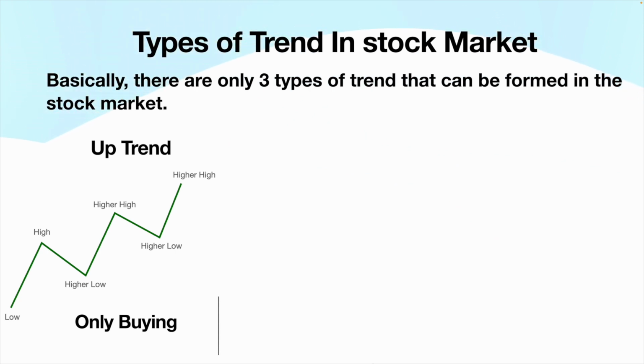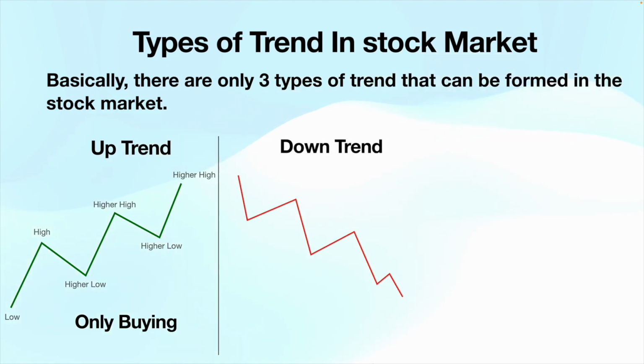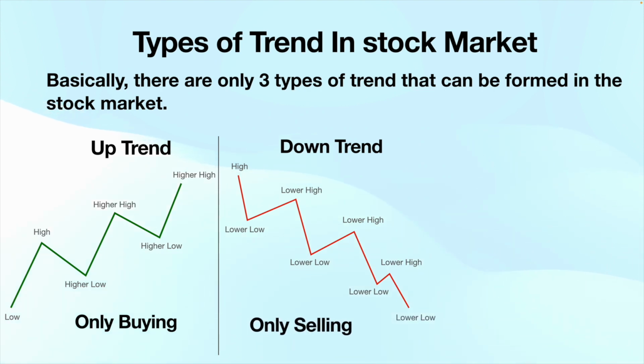The second type of trend is called downtrend. In a downtrend, the stock will make a momentum like this. It is just the opposite of uptrend. The stock will form lower highs like this and lower lows like this. Okay? So during a downtrend, we only look for selling opportunities. Because the stock is coming down, we only have to look for selling.